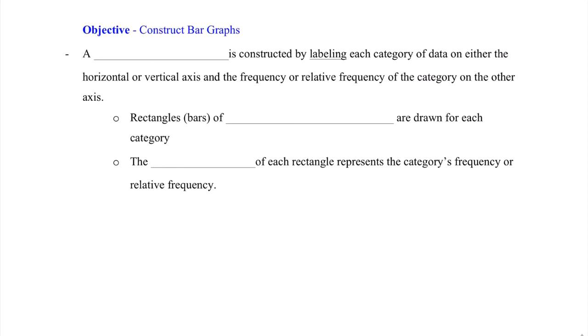Moving on then, our objective asks us to construct bar graphs. Now a bar graph is constructed by labeling each category of data on either the horizontal or vertical axis and the frequency or relative frequency of the category on the other axis. The rectangles, which are the bars of our bar graph, are of equal width and are drawn for each category, and the height of each rectangle represents the category's frequency or relative frequency.